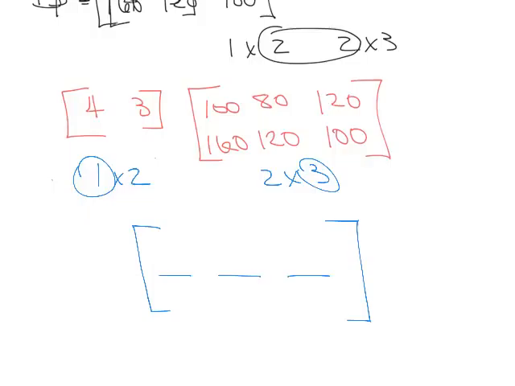So first row, first column is going to be first row, first column. 4 times 100 is 400, 3 times 160 is 480. So 400 plus 480 is going to be 880. Okay, next one is going to be first row, second column. 4 times 80 is 320. 3 times 120 is 360. So that's going to give me 680.